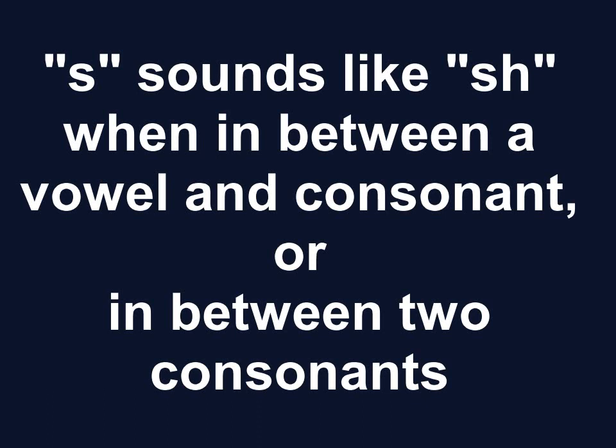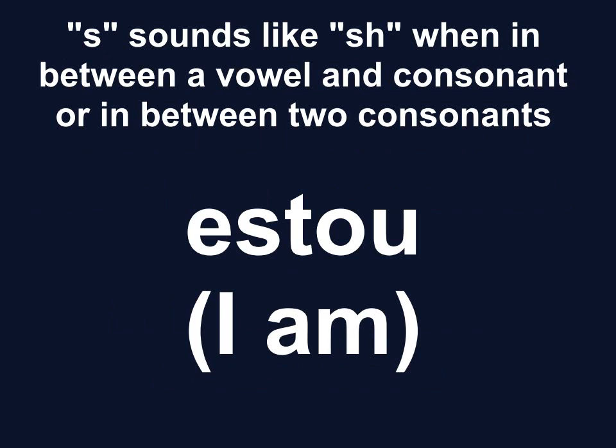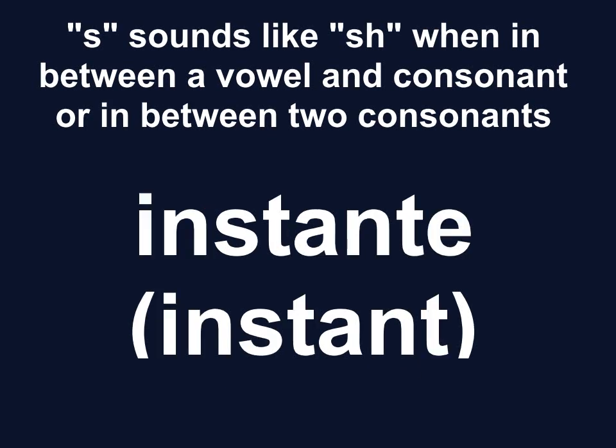The second sound of S is when it's after a vowel and before a consonant or in between 2 consonants. So for example, the word estou, estou. If you notice, I'm not over pronouncing the E at the beginning because this combination here of letters, EST, and also because they're not in the stressed position, the E, we go straight into that sound of S, which is just like the English SH in this case. So it'll sound like st, sto, sto. And an example of a word with the S in between 2 consonants is instant, instant.